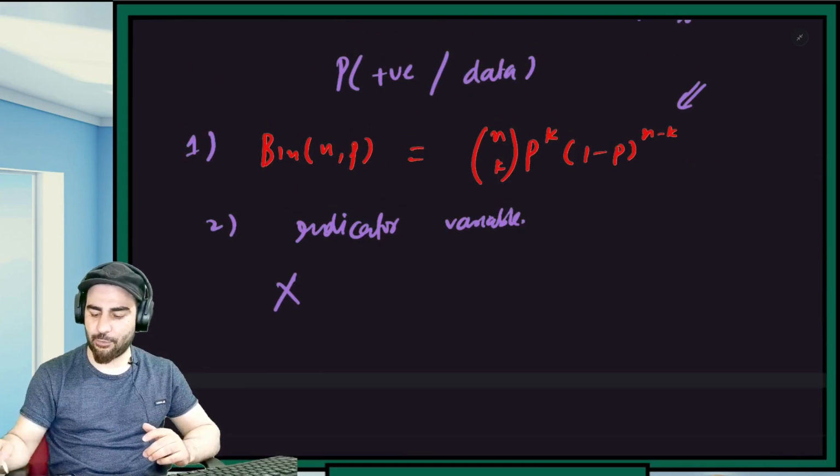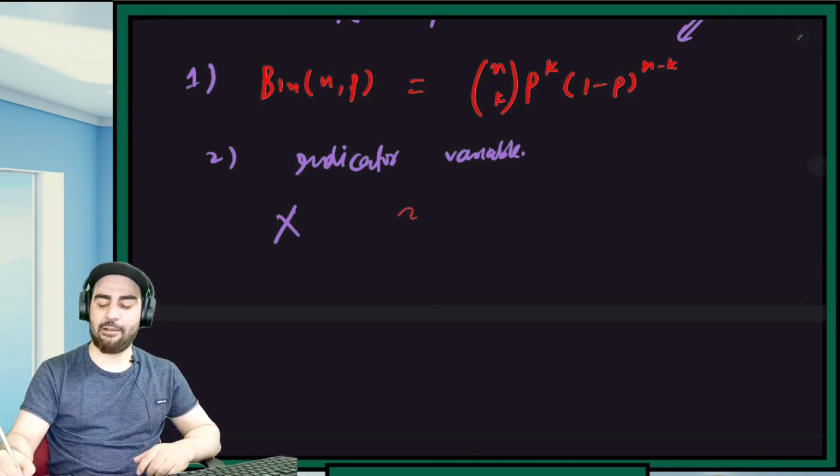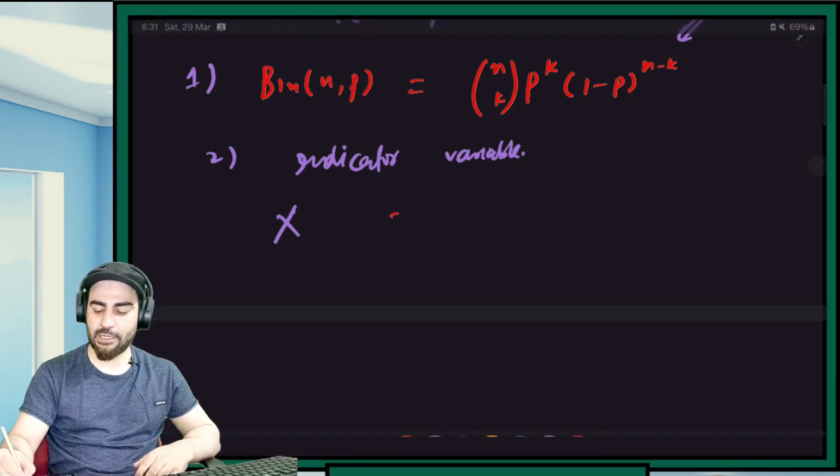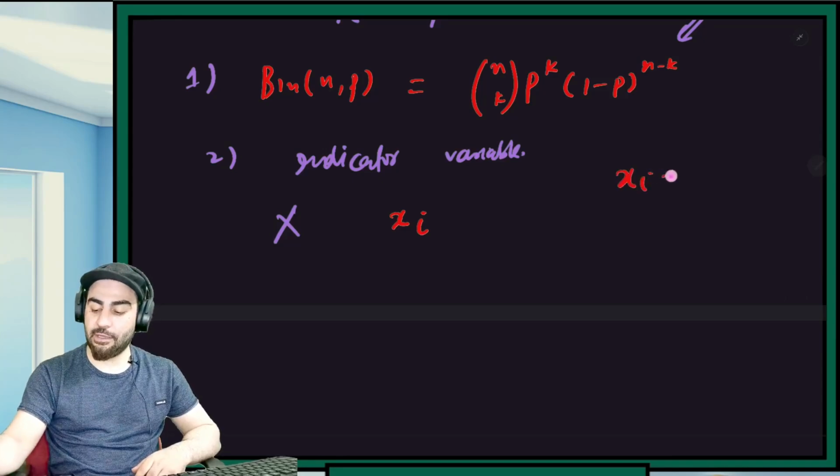Let's suppose this is the first approach, where you use this formulation, and the second is the indicator variable, where you say that x will have k number of successes. So let's say I have a variable xi, which is an indicator random variable. xi will be 0 for failure, and xi will be 1 when it is successful, and i here indicates the ith trial.